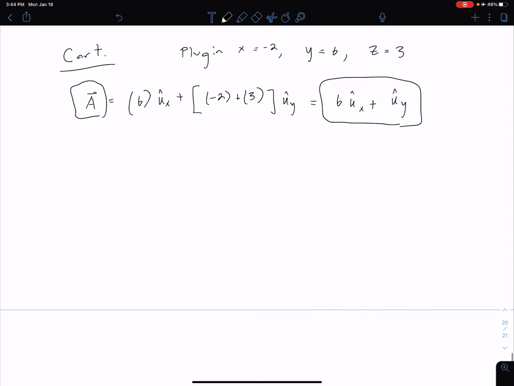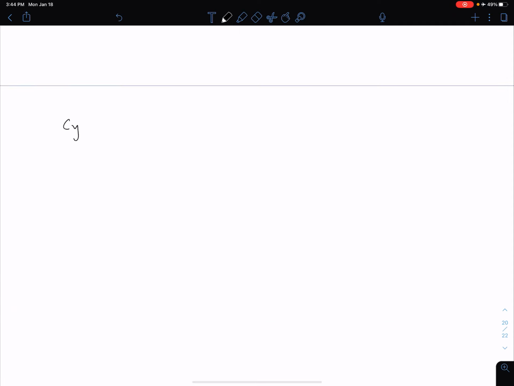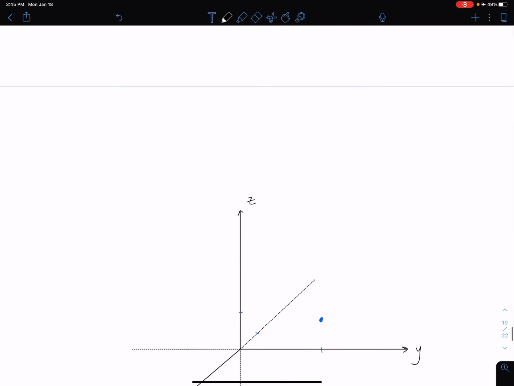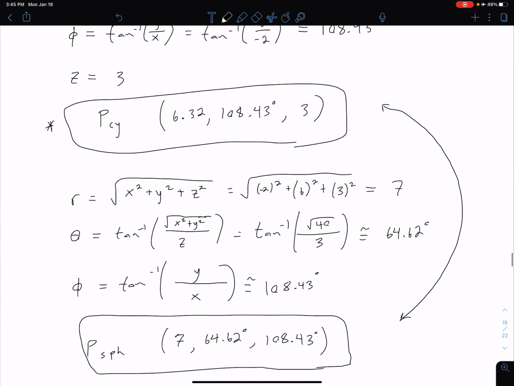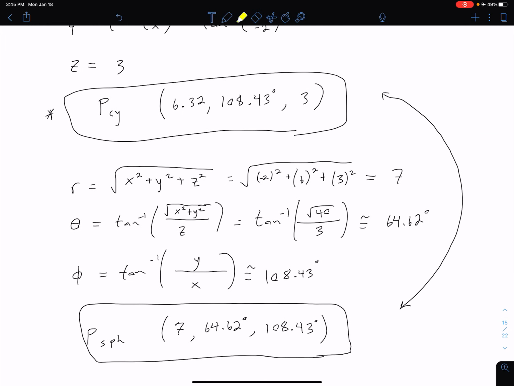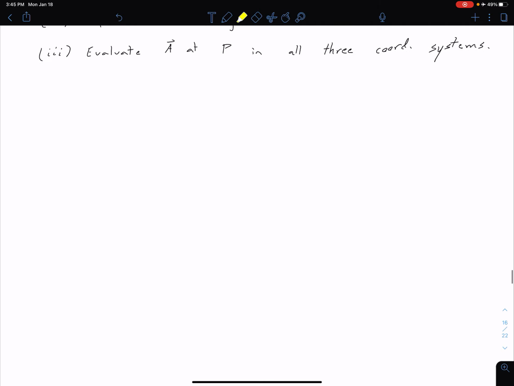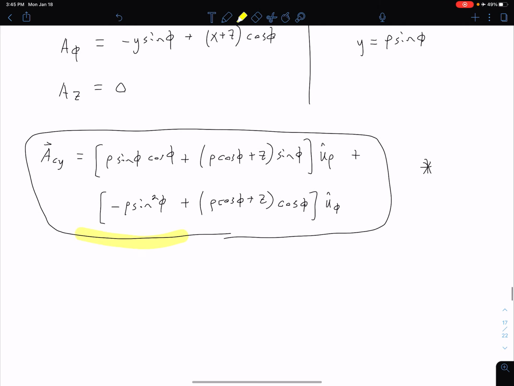Okay, so now let's do a similar thing in our cylindrical. Basically, we're going to plug in the results from part 1 of our problem into the results from part 2. So let me scroll up and we'll look where both of those things were. Here's where we solved for part 1. So here are our cylindrical coordinates. We're going to take this 6.32 for rho, 108.43 for phi, and 3 for z, and plug that into this expression here.